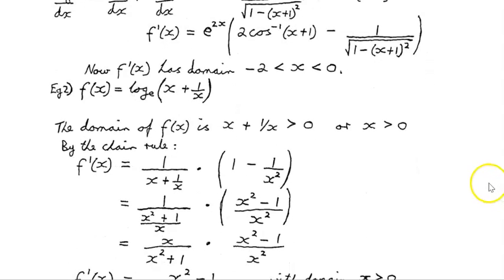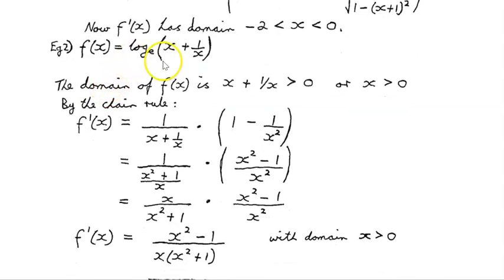Let's have a look at another example. F of x is the natural log of (x plus 1) on x. The domain of that is that the argument here must be greater than 0. The argument asymptotically approaches 0, and the log of it, the codomain, goes off to infinity. Now here, x plus 1 on x is greater than 0, or just x is greater than 0.